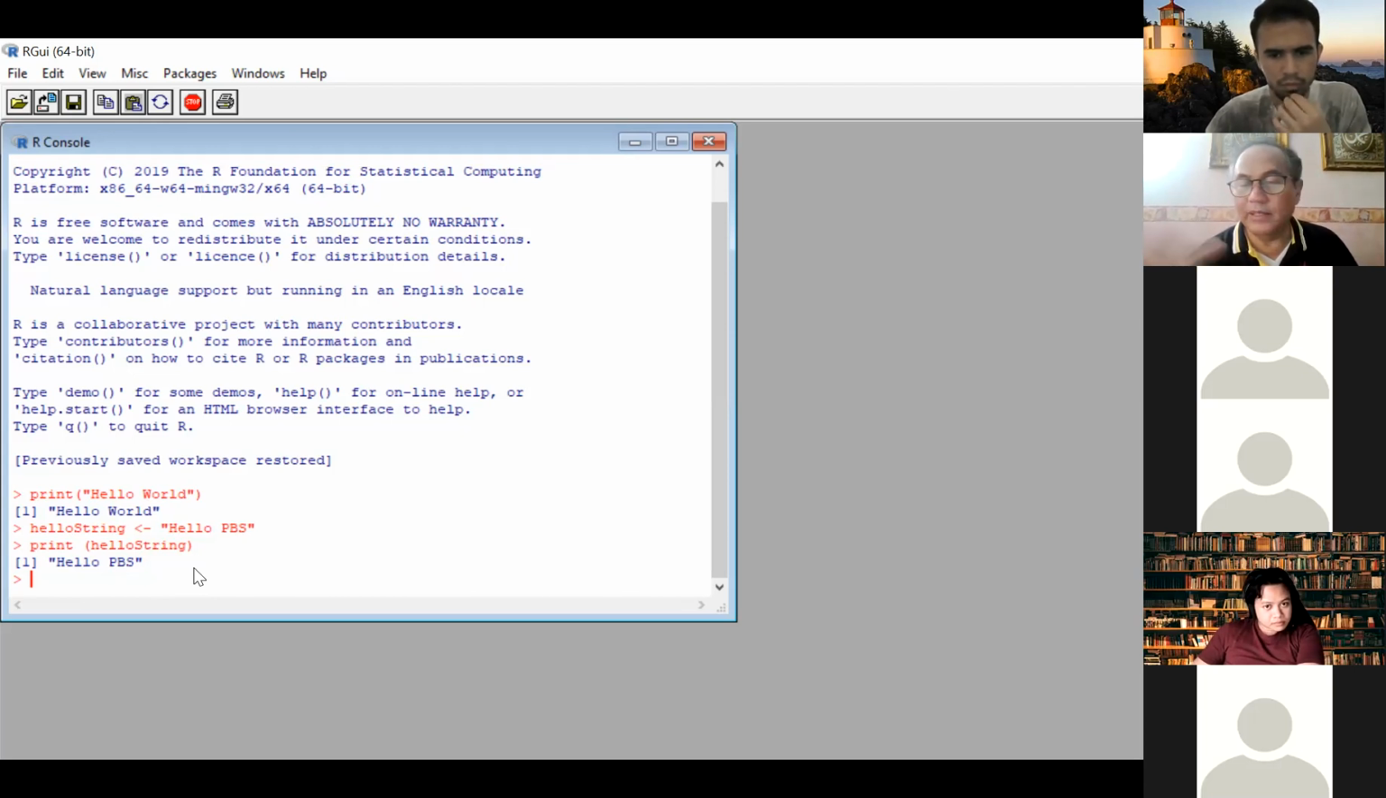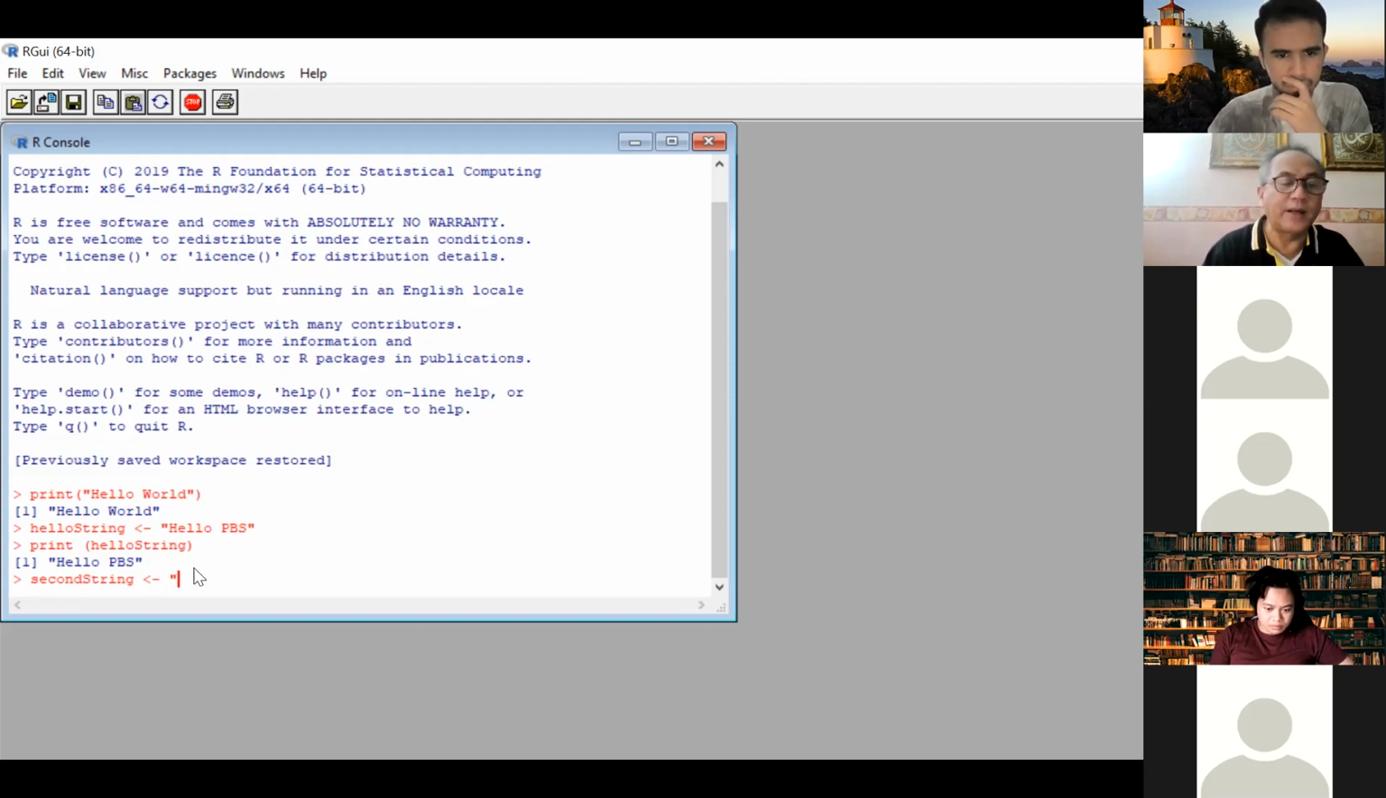Like any other software program, like any other programming language, we can use comments. We can put in comments that don't affect our output. For example, say we make another string, a second string. This is how we create our second string.